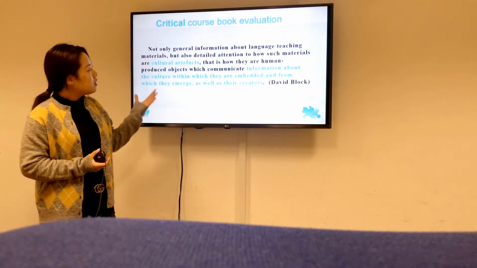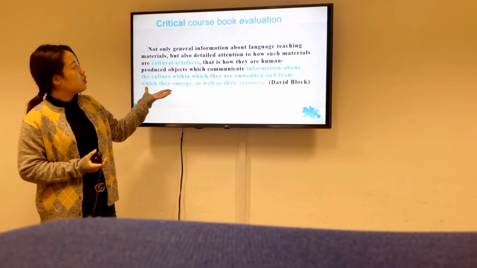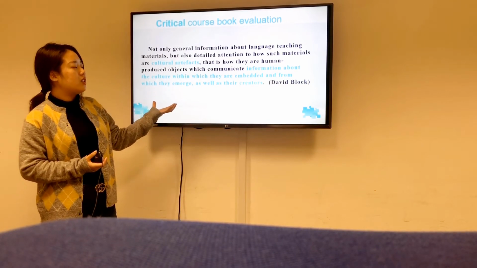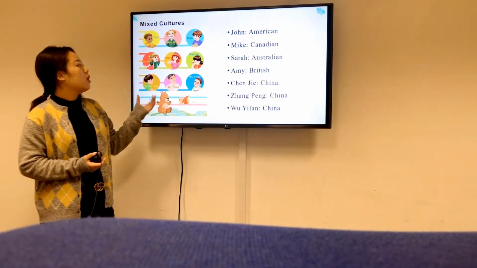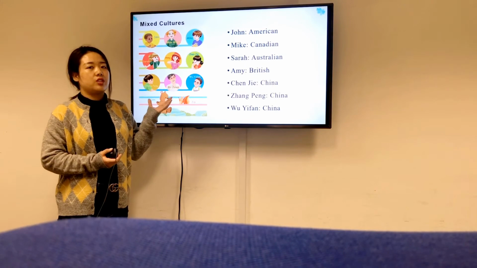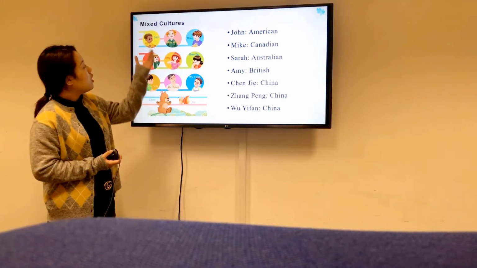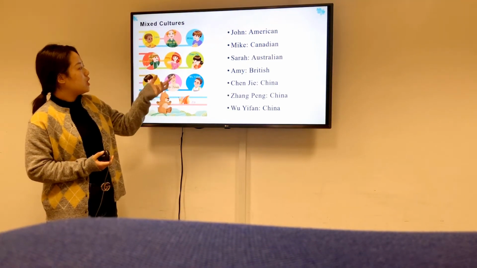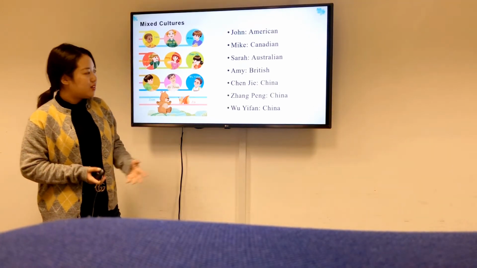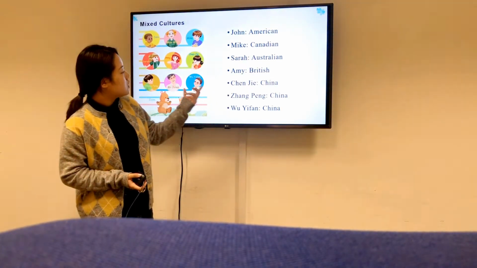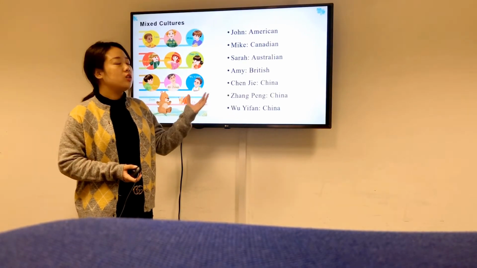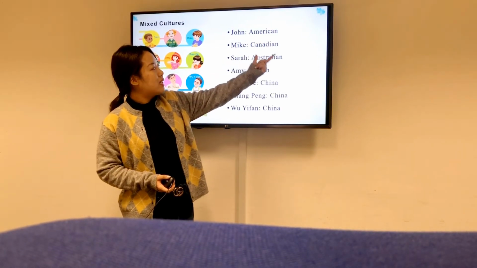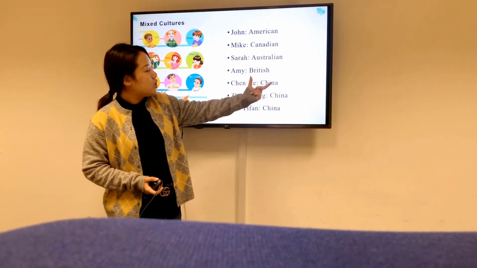So when I look at this definition of the critical course book evaluation, it reminds me of this book. You can see there are many characters in the book. There are John, Mike, Sarah, Chen Jie, Amy, and so on. So let's see the nationality of these characters. They're from all over the world. But you can see American, Canadian, Australian, British, China.